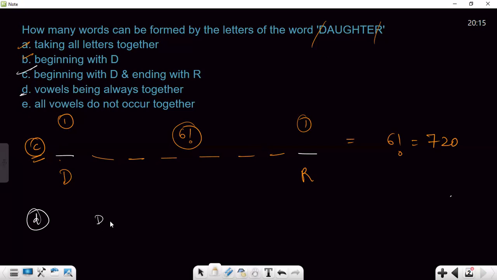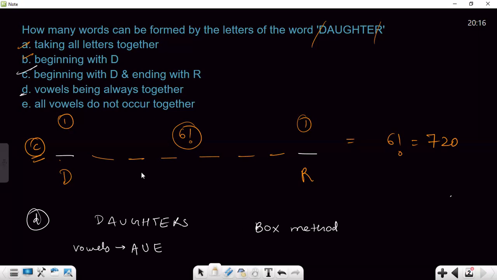So in the word daughter, please tell me all the vowels. A, U, and then E. There are only 3 vowels and 5 consonants. Okay, now we are going to use a certain method that is known as the box method.